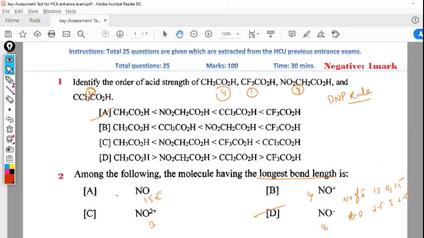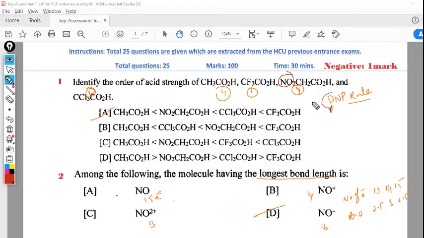So the first question is about acidity. Acidity is a property based on the electronegativity or inductive effect. If more electronegative atoms are there, more acidity will be there. We can also use the DNP rule, distance, number and priority power. You need to give high priority to the distance. The less the distance, the more effect there will be for the inductive effect.